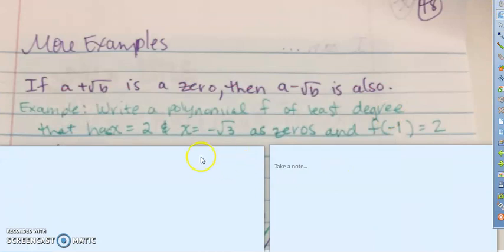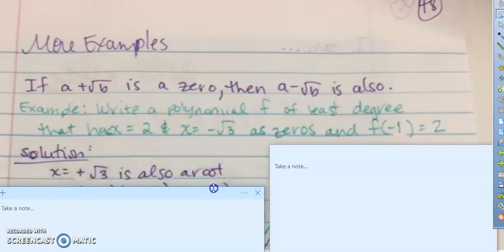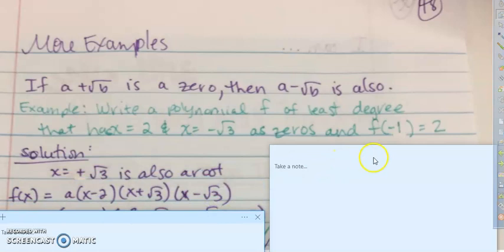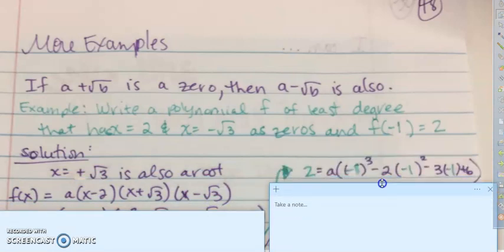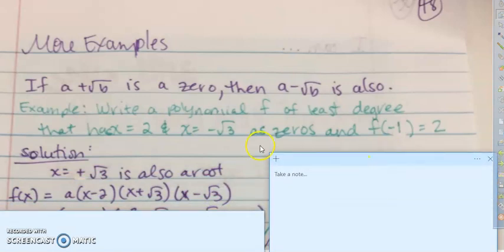And so to start this off, I'm going to write this in its intercept form or its factored form, which in this case is going to look like this. And because we have an irrational root, x equals negative square root of 3, we know that x equals positive square root of 3 is going to be an x-intercept as well. So I have a total of 3 x-intercepts, and I'm going to write this in its factored form or intercept form. I'm going to tag along an a now.